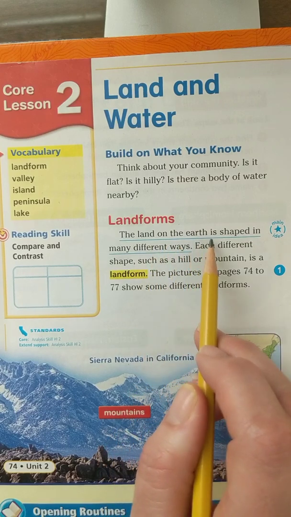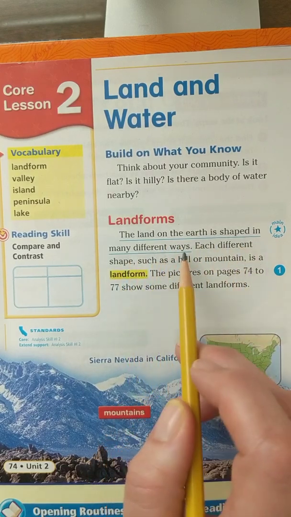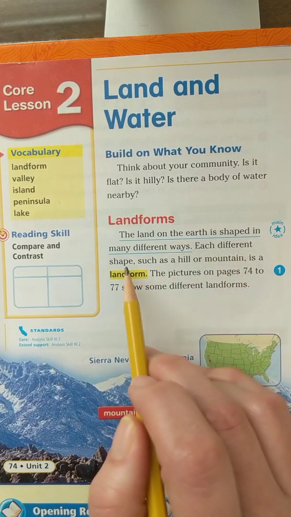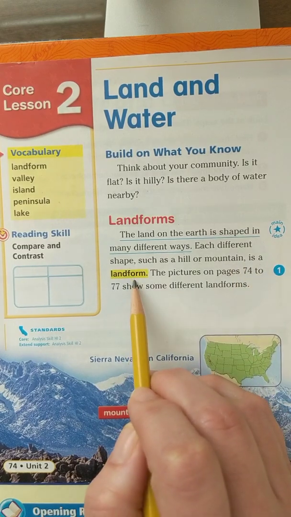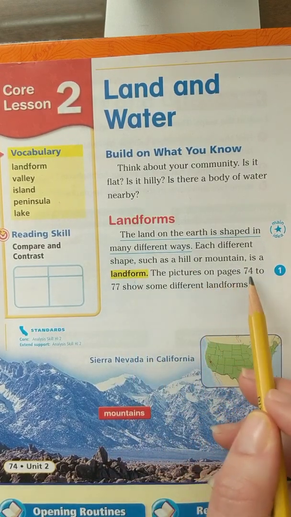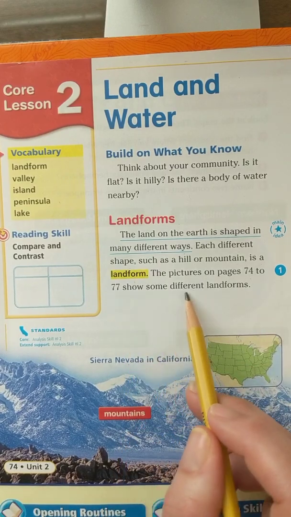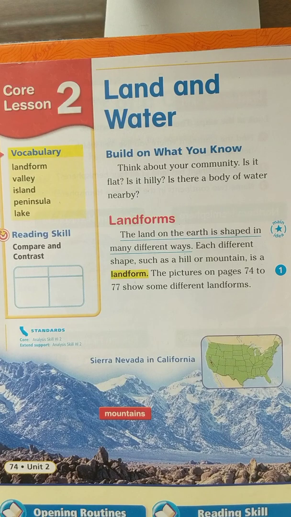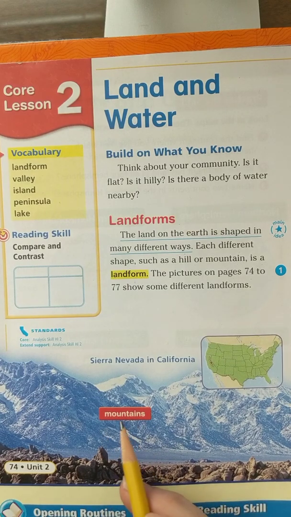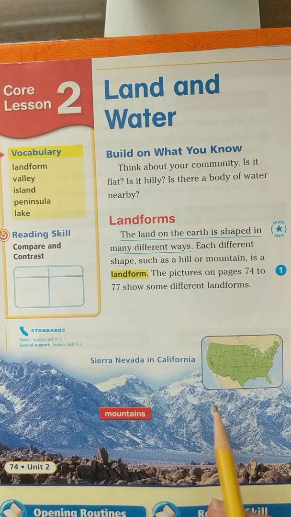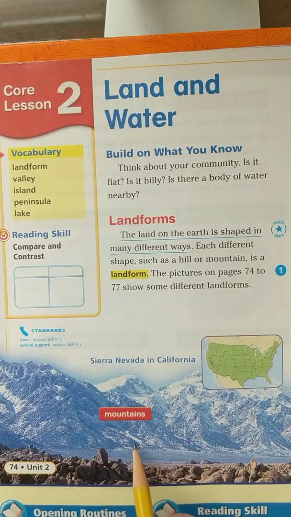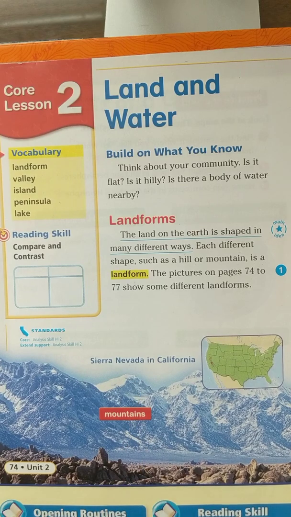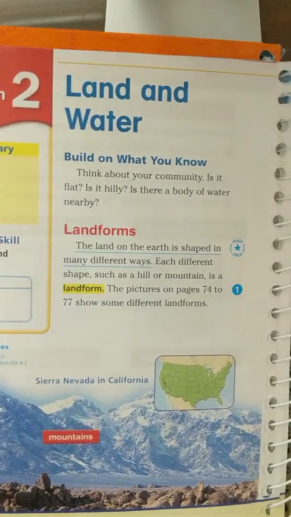The land on the earth is shaped in many different ways. Each different shape, such as a hill or mountain, is a landform. The pictures on pages 74 to 77 show some different landforms. So we're going to be looking at all the different ones. First we have mountains, and we see these around us where we live. Lots of mountains in our background. We know the tops of the mountains can get lots of snow, and the lower part doesn't usually get as much snow as the top does. Okay, next page.